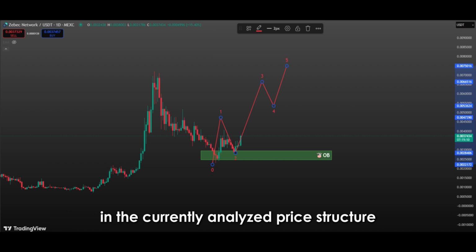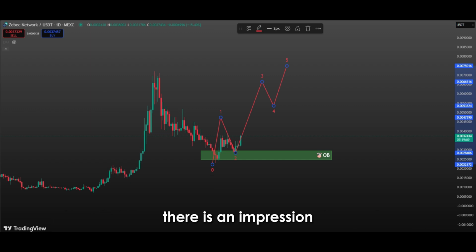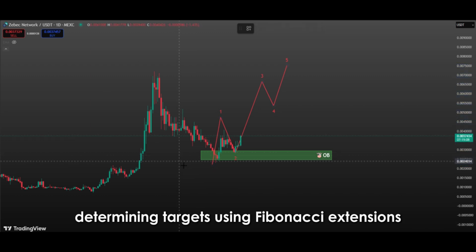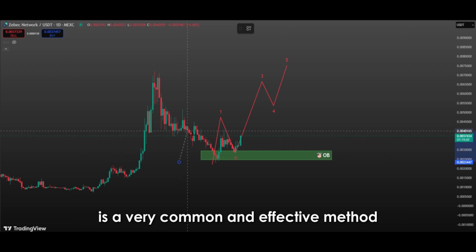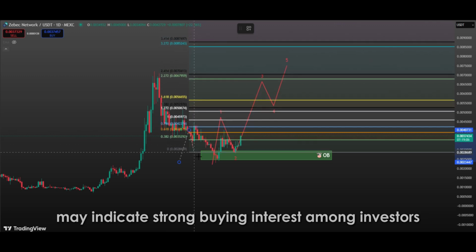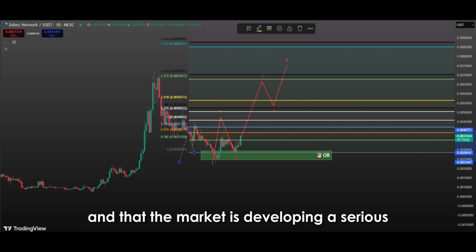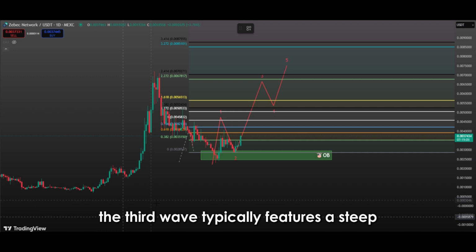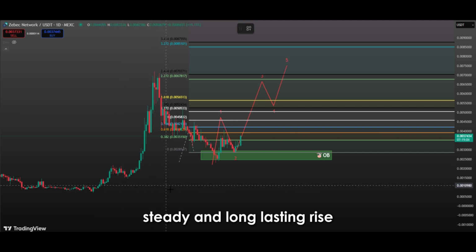In the currently analyzed price structure, there is an impression that the third Elliott wave is actively continuing, and in this case, determining targets using Fibonacci extensions is a very common and effective method. Especially from the point where the third wave begins, the price movements may indicate strong buying interest among investors and that the market is developing a serious upward momentum. The third wave typically features a steep, steady, and long-lasting rise.